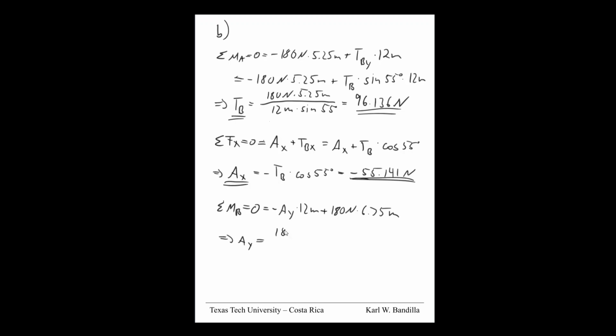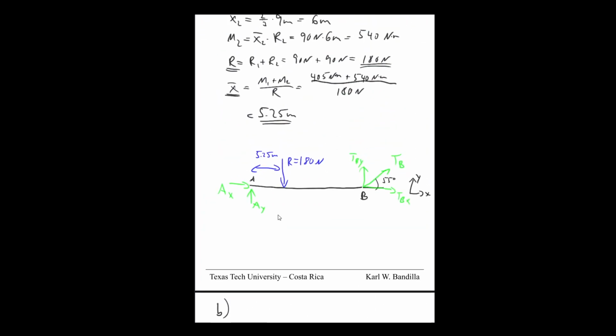AY is then 180 Newton times 6.75 meters divided by 12 meters, and that gives me 101.25 Newton. That will be AY. So with that, I have everything that we need. We wanted the three support reactions, so we found them: TB, AX, and AY.